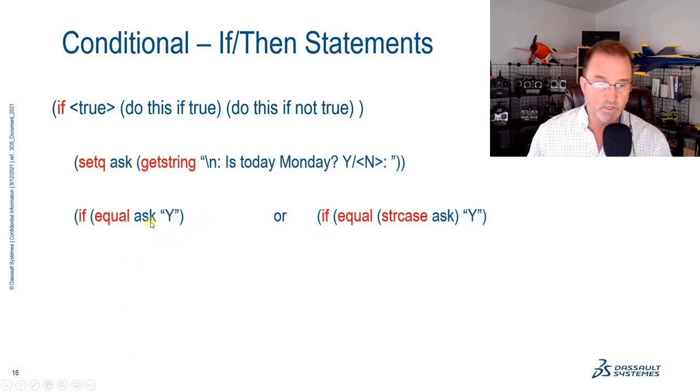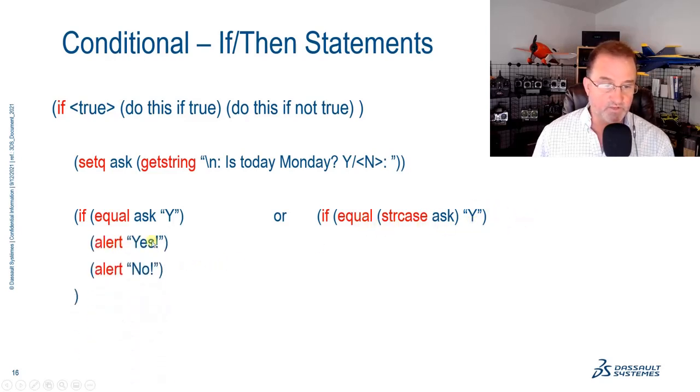Now, notice with equal, it can be case sensitive. So in some cases, if I want to make sure whether they type a capital Y or a lowercase y, what we can do, and this is just an example of something I do, is force the value to uppercase. If you remember, we covered it last time, string case. We're going to convert the variable ask to uppercase. And if it's equal to an uppercase Y, then we know that this is true.